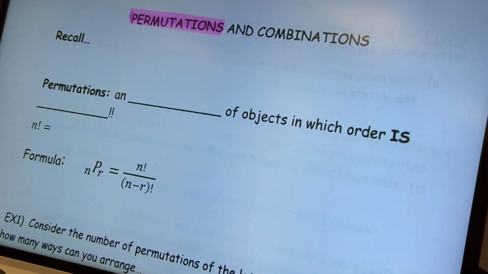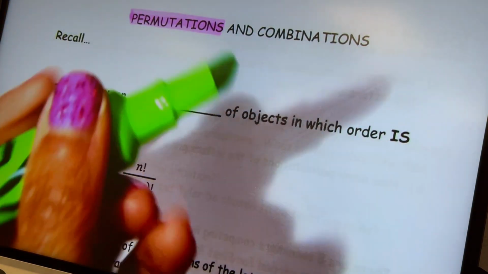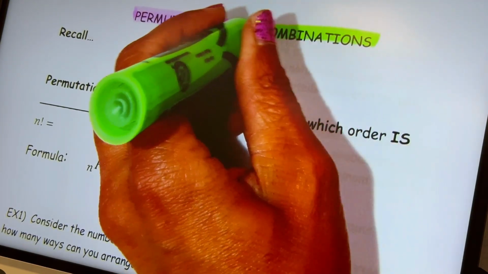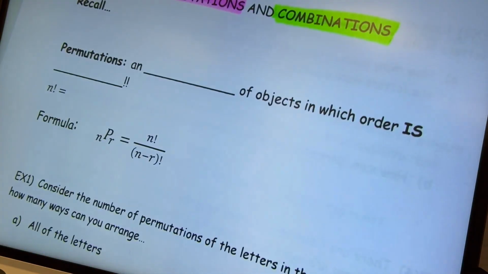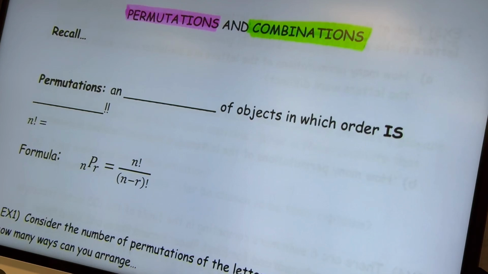and combinations. We've done combinations. We did this with the binomial theorem first semester. It was when we were learning about Pascal's triangle. There was a formula for that we learned first semester. Permutations are very similar, very, very similar.